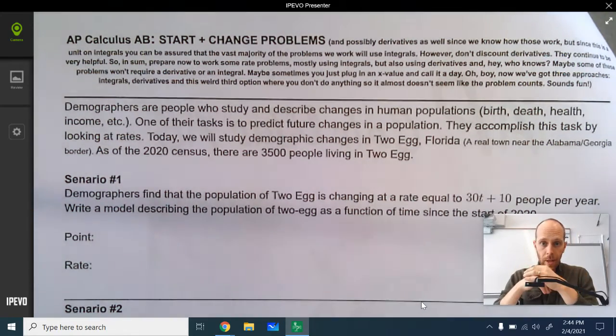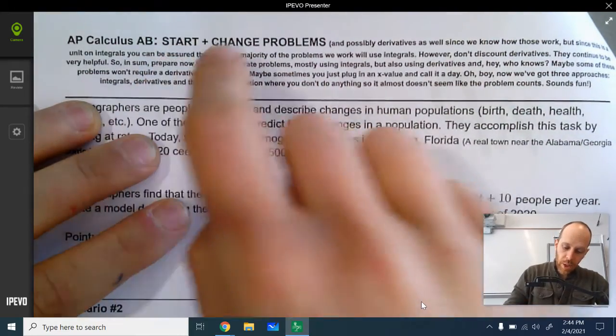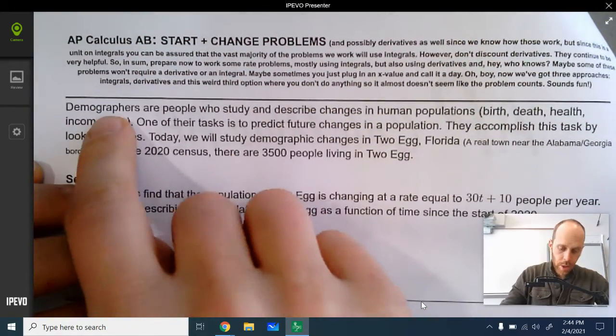But that's not what I want to talk to you about today. I want to talk to you about a place called 2EG. We're going to be talking about start plus change problems. And I should mention demographers.